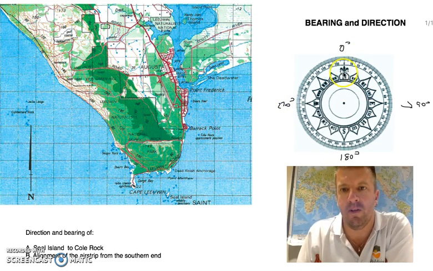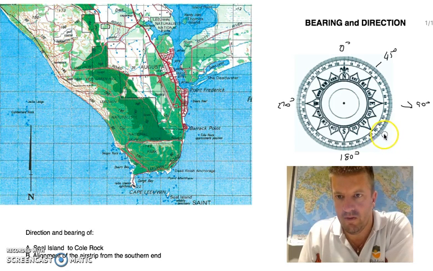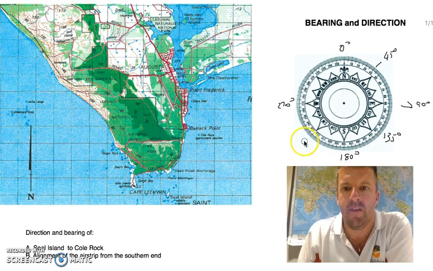Halfway between these points, so between north and east, halfway at 45 degrees is northeast. Halfway at 135 degrees here is southeast. At 225 degrees here is southwest, and at 315 degrees here is northwest. And again we go to another extreme for our direction.